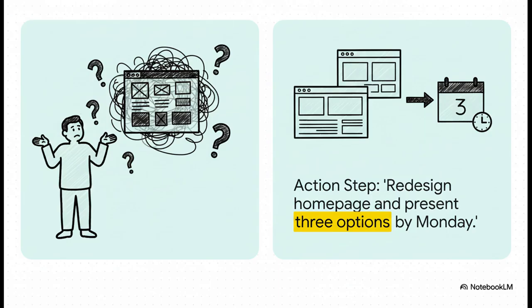But now, look at the right side. That's a real action step. It's got a verb, it's specific, and it has a deadline. Redesign homepage layout and present 3 options by Monday. There is zero confusion about what needs to happen.